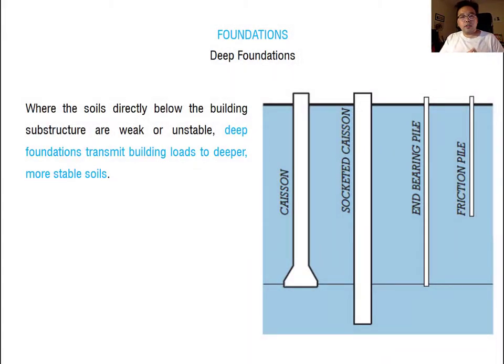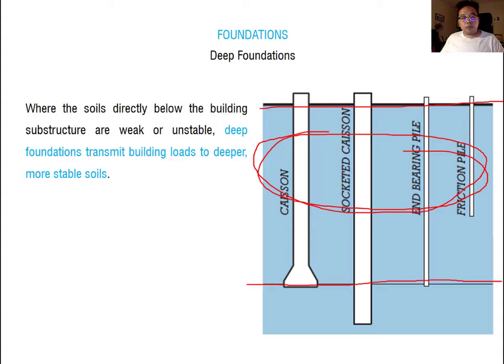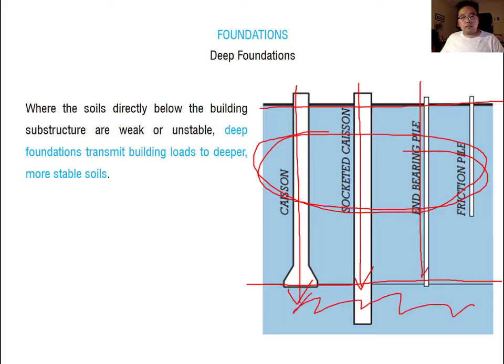Now we talk about the deep foundation. If the soil is weak or unstable at the bottom of the building, you have to consider a deep foundation. A deep foundation transmits the building load to deeper and more stable soil. In this case, you can see this is the ground condition, and that part is probably unstable soil. That's why it has to find the competent soil. That's why you have to penetrate up to this point, because this part is competent soil. It is called the deep foundation.